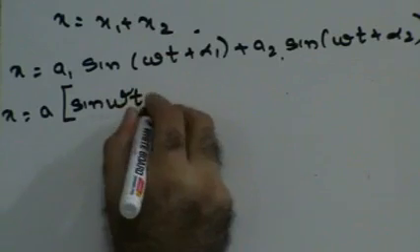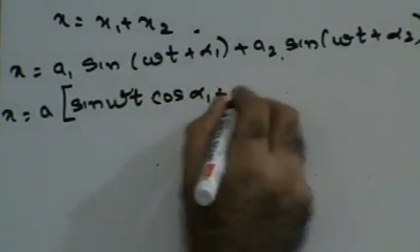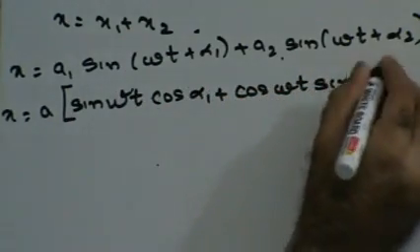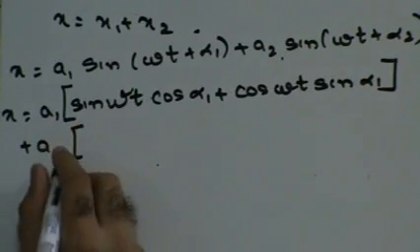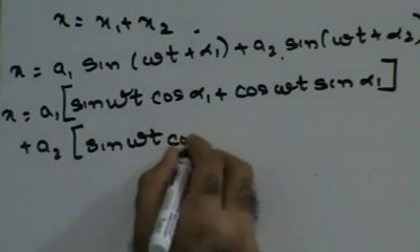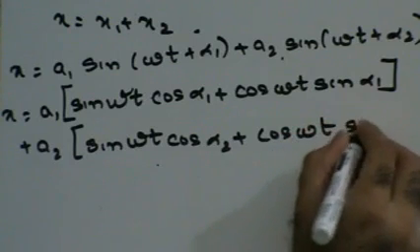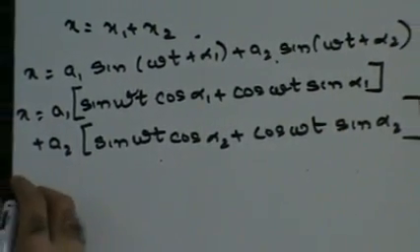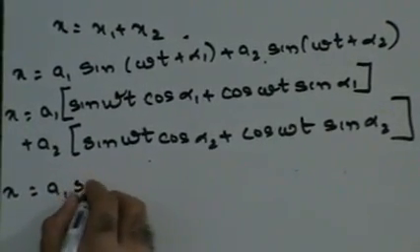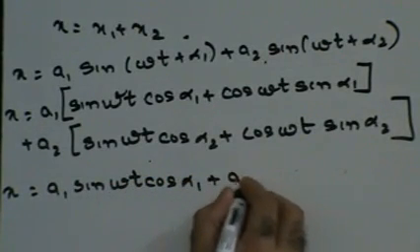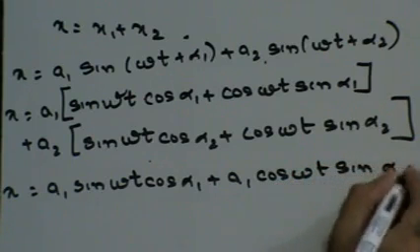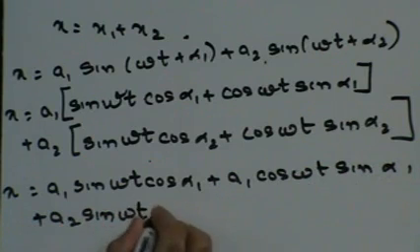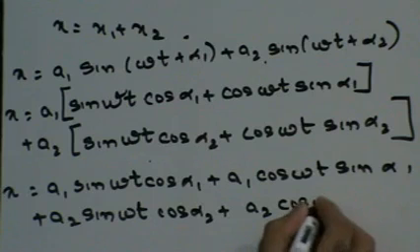Right? Now here I can use the addition formula, sin A plus B is sin A cos B plus cos A sin B. So this can be written as sin omega t cos alpha 1 plus cos omega t sin alpha 1, plus A2, same addition formula again, sin A cos B plus cos A sin B. Now open the brackets and simplify. x is equal to A1 sin omega t cos alpha 1 plus A1 cos omega t sin alpha 1 plus A2 sin omega t cos alpha 2 plus A2 cos omega t sin alpha 2.